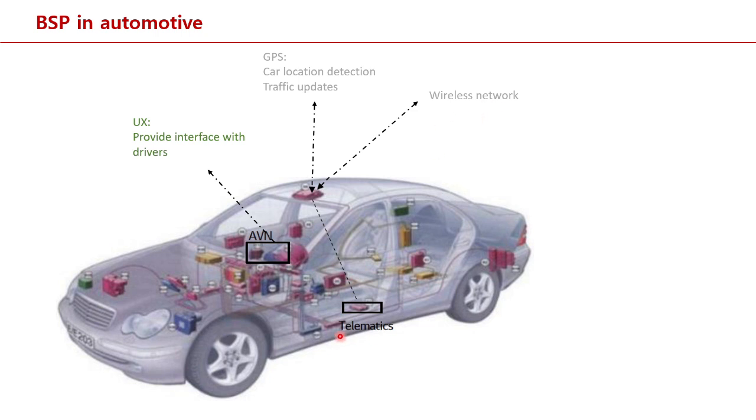Using the telematics information, the vehicle can receive traffic information from the wireless network. Those two components are among the most important features of automotive BSP.